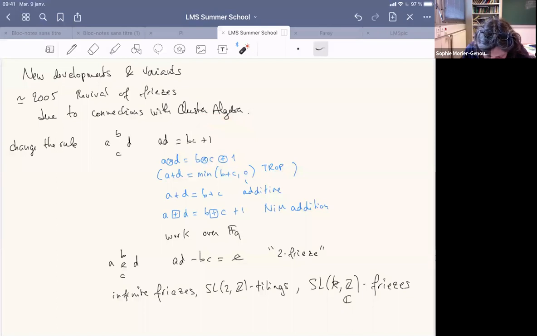So anyway, it's just some overview of what can be done. And maybe you will find something interesting to study along these lines. So I think I'm going to stop here.